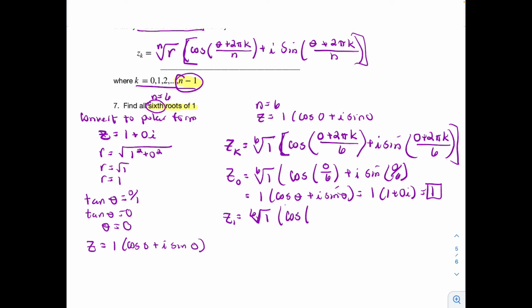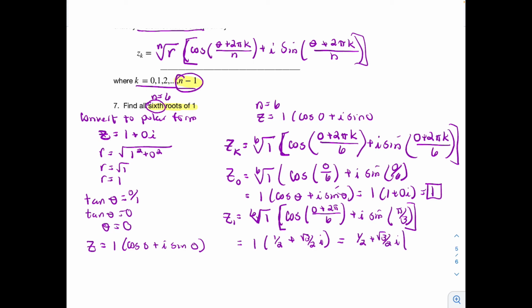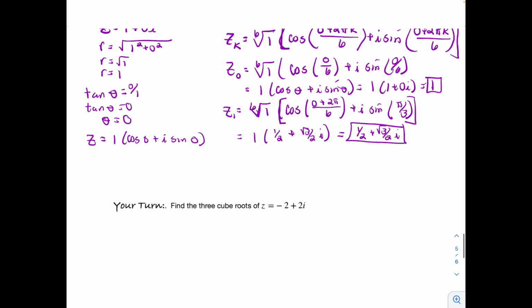Now z1, this time k is 1, so the sixth root of 1, which is the same as 1, times the cosine of 0 plus 2 pi, which is just 2 pi, over 6. And 2 pi over 6 simplifies down to simply pi over 3. So cosine of pi over 3 we know is equal to 1/2, plus i, the sine of pi over 3, which is square root of 3 over 2. And so our answer for z1, our next root, is 1/2 plus square root of 3 over 2 i.